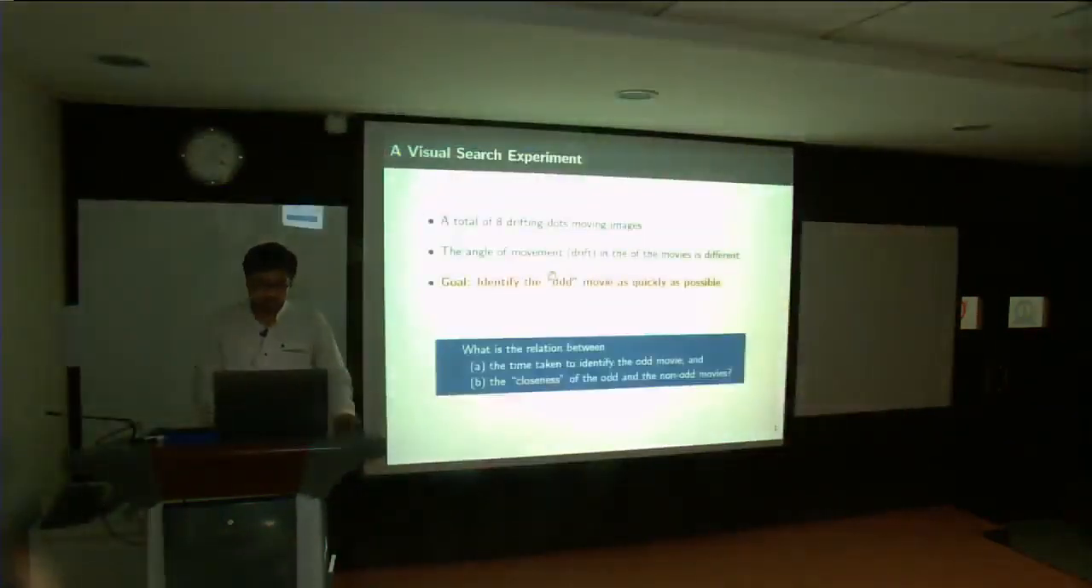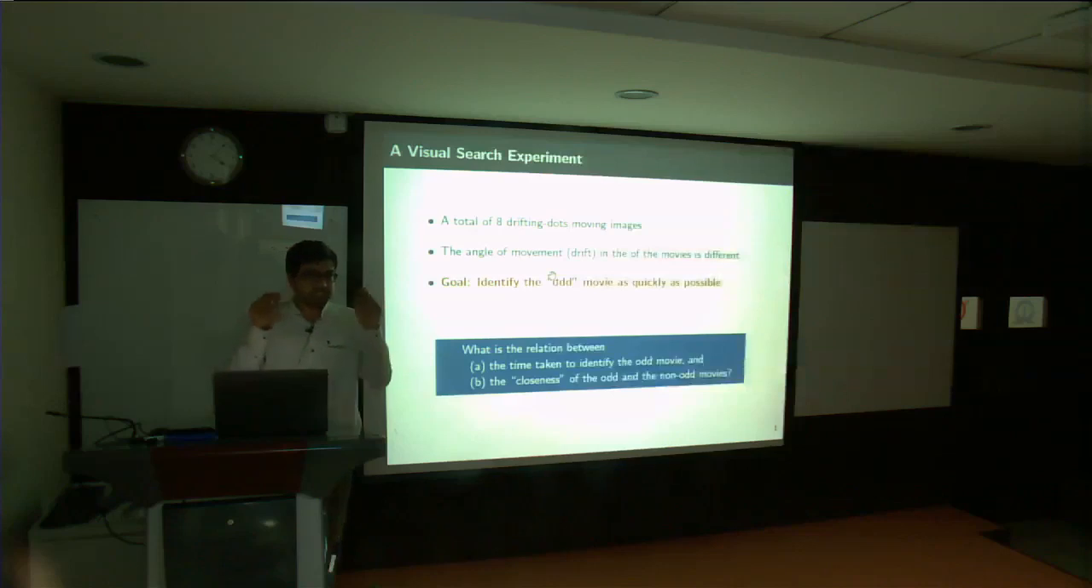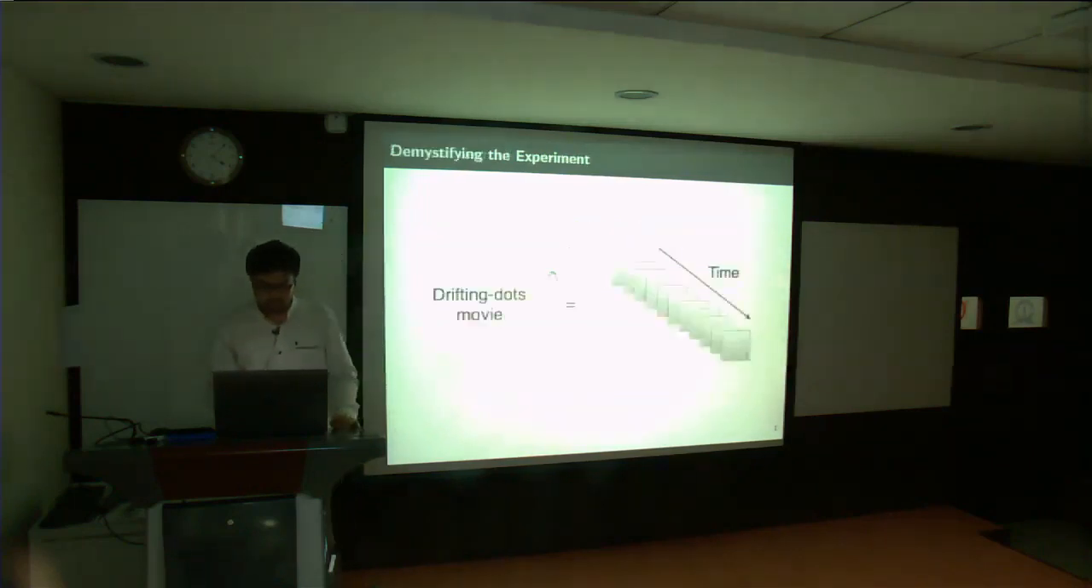There is a certain relation between the time that you take to identify the odd movie and the closeness between the two images, the non-odd and the odd movies. So how do we capture this closeness? Is there a way by means of which we can capture this closeness?